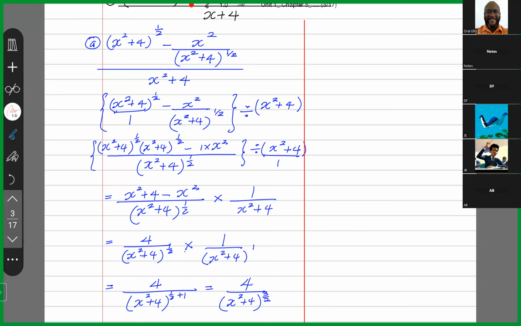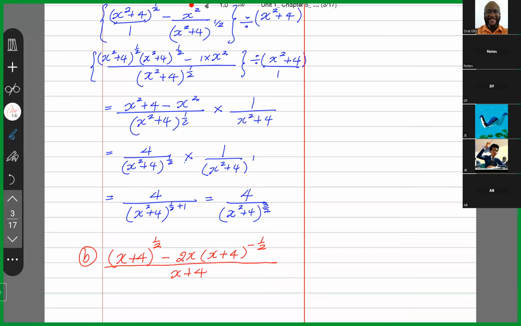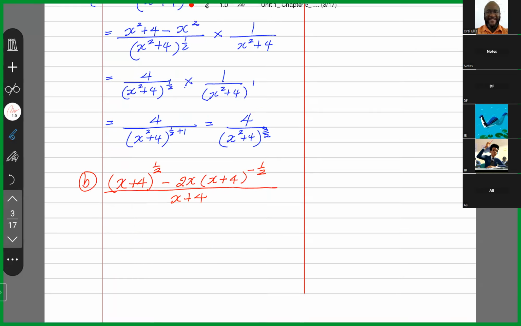All right, so let's have a look at example 1b. In example 1b, we need to simplify this fraction. So let's take the numerator and divide it by the denominator. The numerator is x plus 4 raised to the half power minus 2x. Now, x plus 4 is raised to the negative a half power. To make the x plus 4 positive, I need to move that to the denominator.